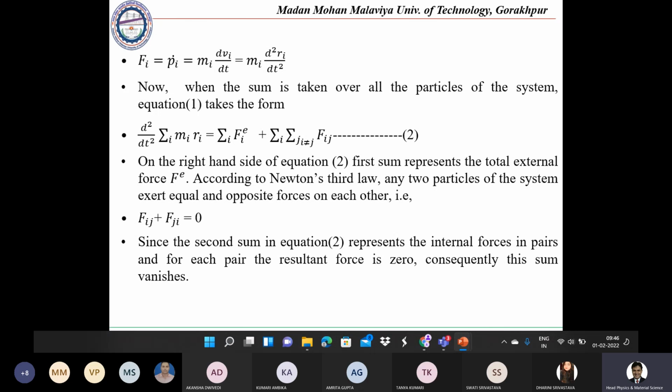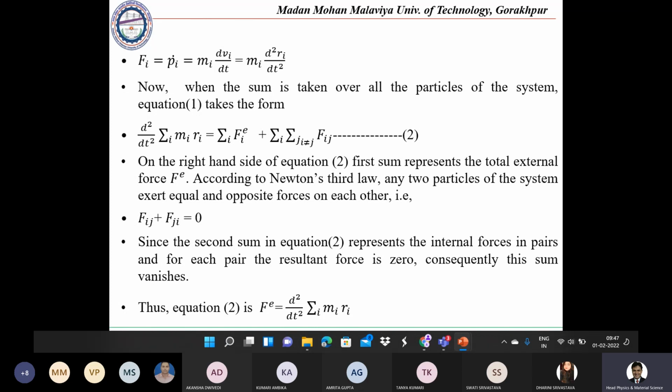Since the second sum in equation number 2, that is sigma j, i is not equal to j, Fij, represents the internal forces in pairs, and for each pair the resultant force is 0. Consequently, the sum vanishes. And finally, equation number 2 can be given as F external is equal to d2 upon dt2 summation over i mi ri.